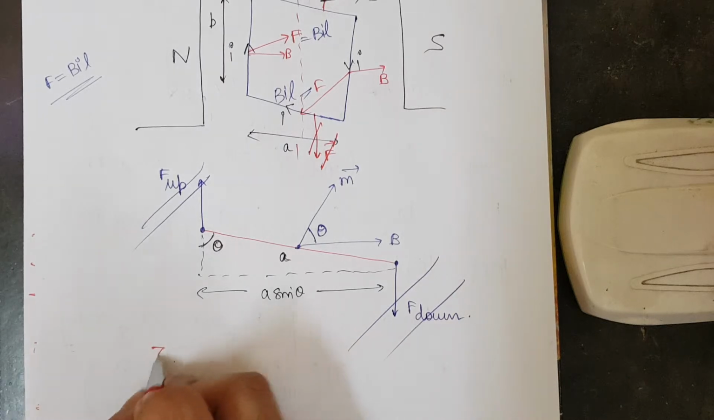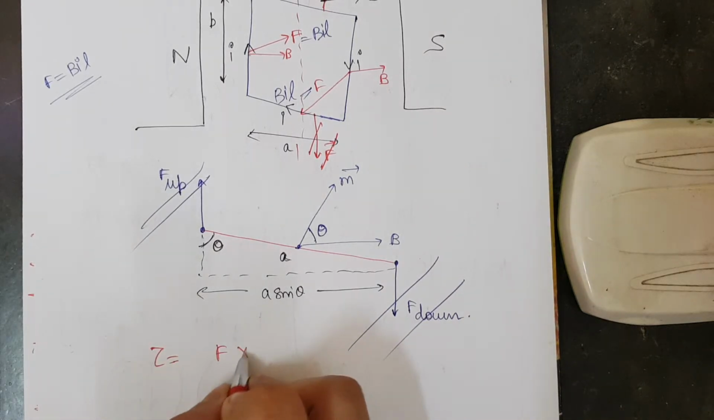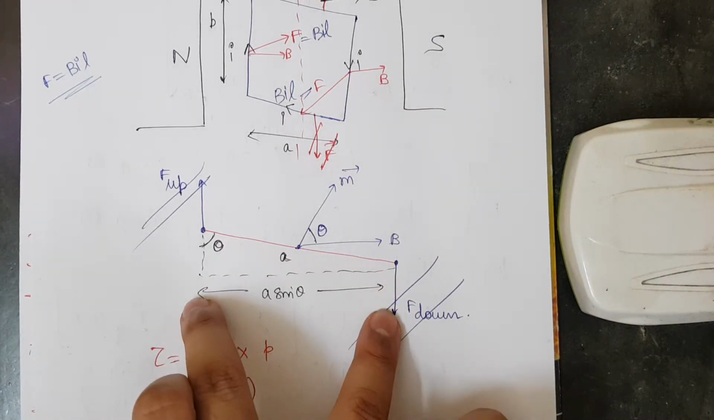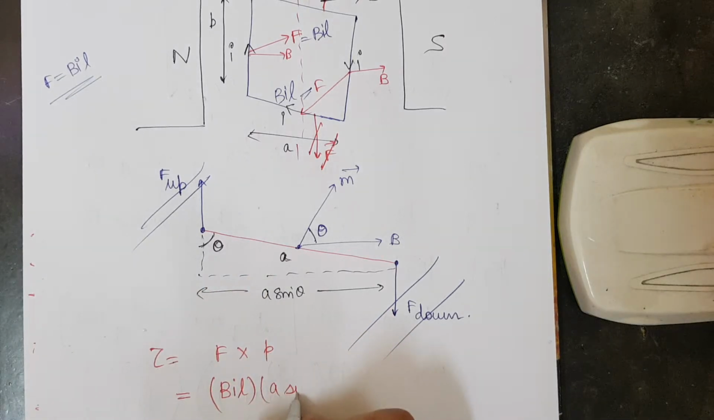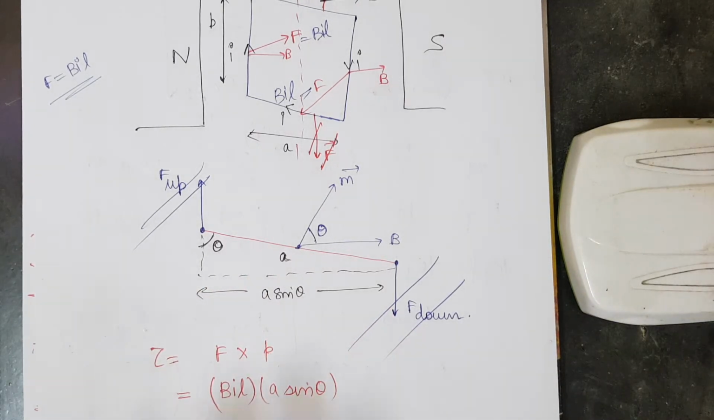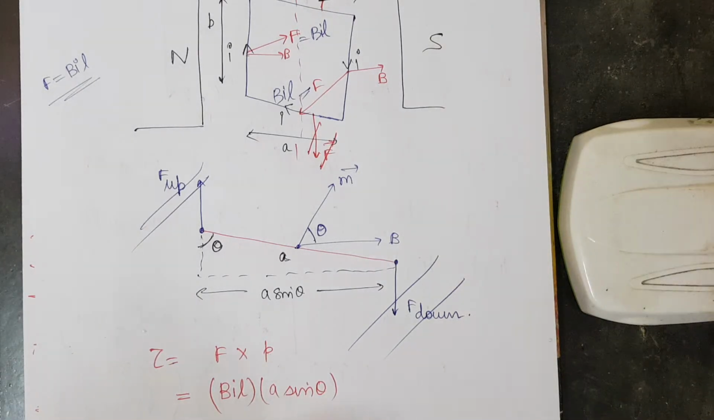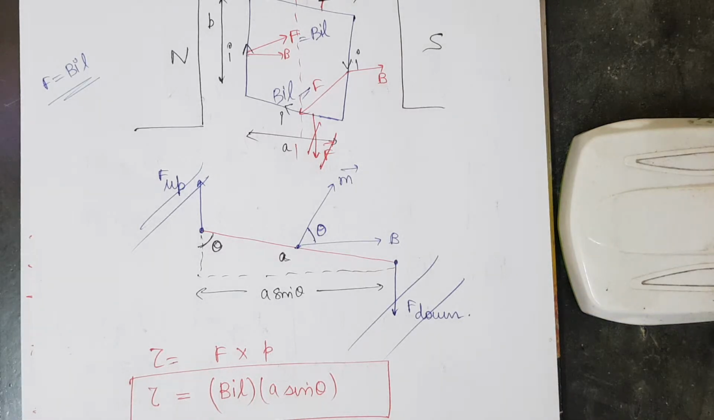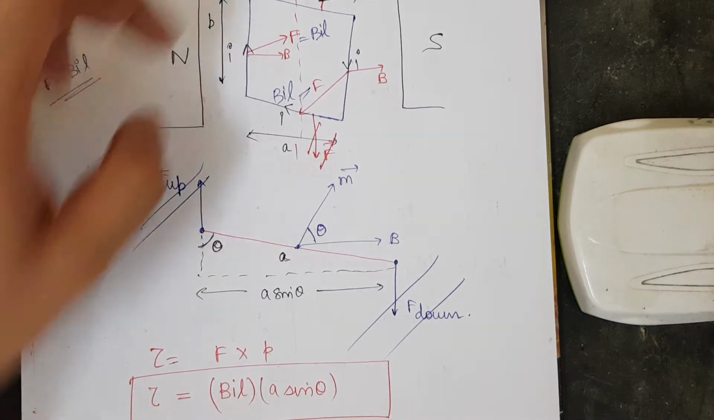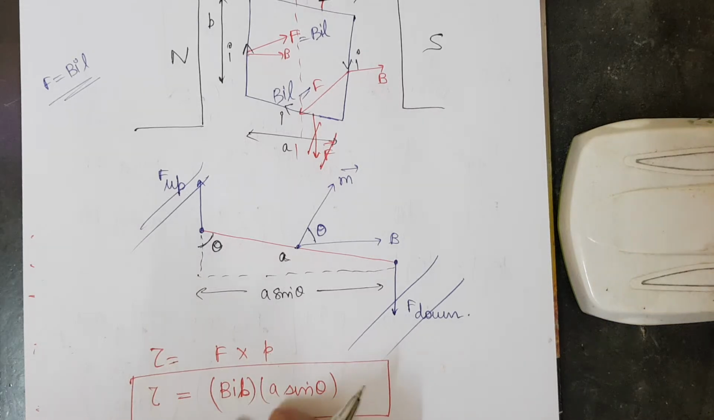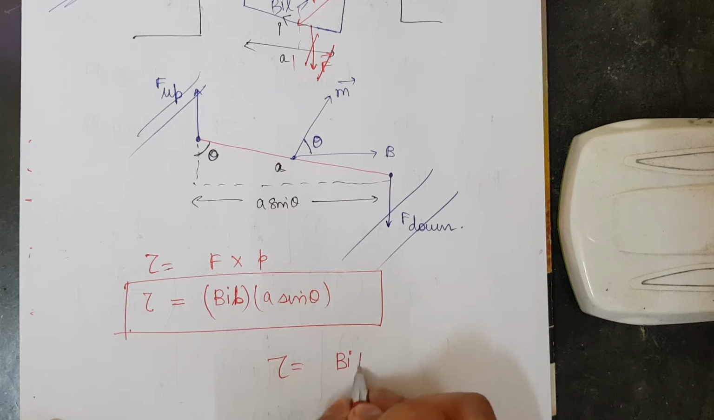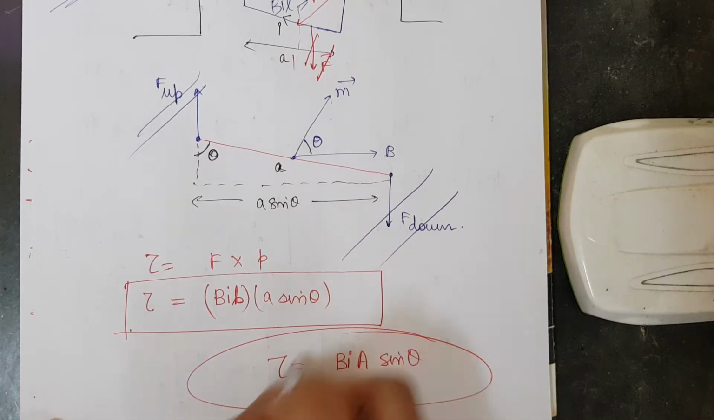Now we know that torque is equal to force into perpendicular distance. So that can be written as force, which is BIL, and perpendicular distance between the two sides, which is equal to A sine theta. This is the value of the torque which actually comes into consideration here. Let me write it for you. In order to simplify this, you can also say that L is equal to B for this particular case. So A and B will form the area. So torque can also be written as B I into area into sine theta.